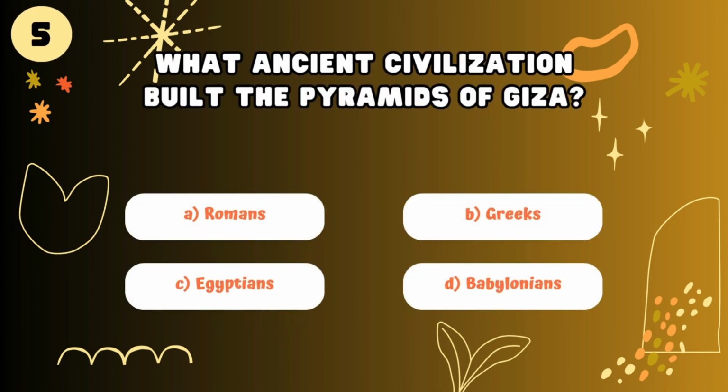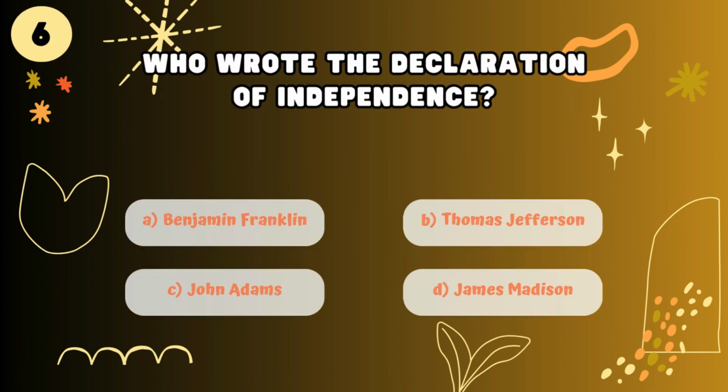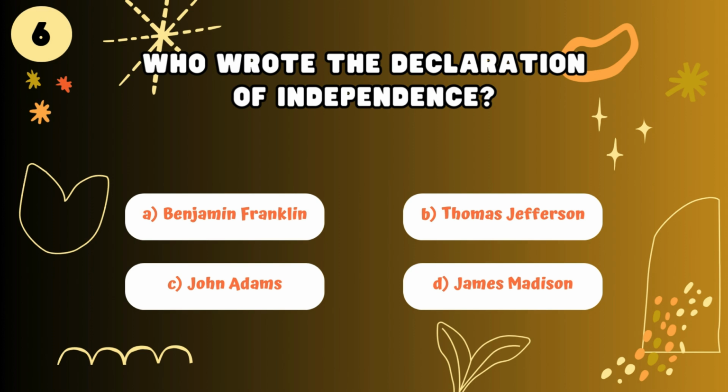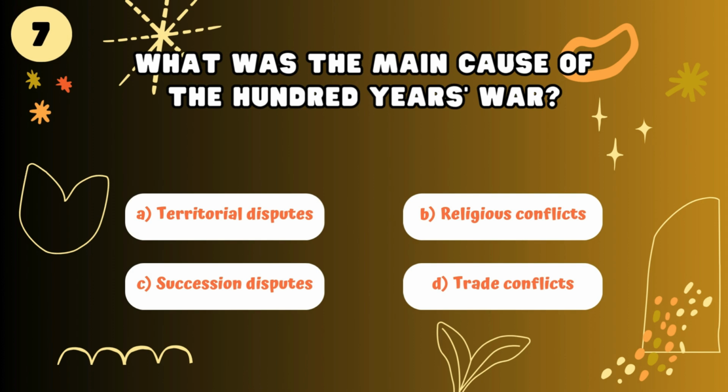Romans, Greeks, Egyptians, Babylonians. Answer: Egyptians. Who wrote the Declaration of Independence? Benjamin Franklin, Thomas Jefferson, John Adams, James Madison. Answer: Thomas Jefferson. What was the main cause of the 100 Years' War?